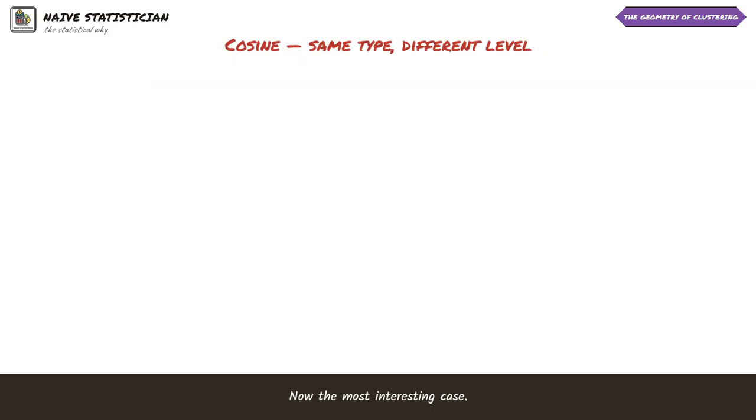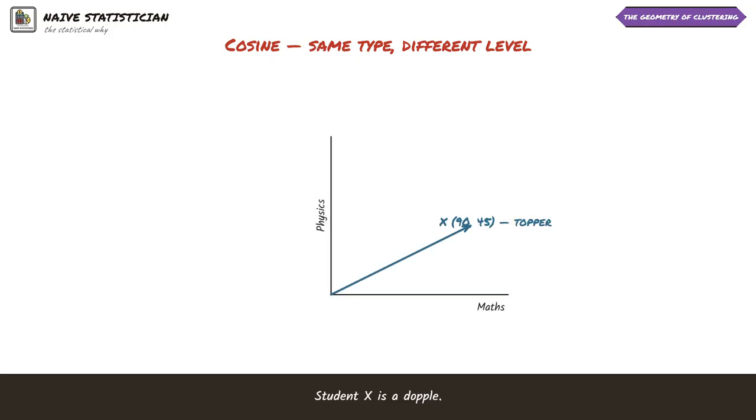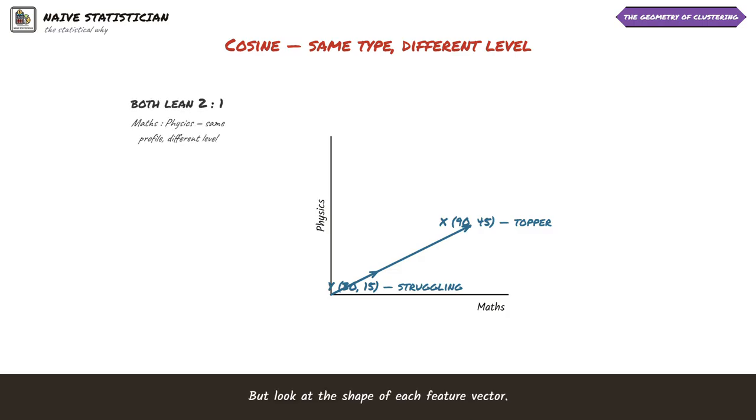Now, the most interesting case, and the classroom makes it obvious. Student X is a topper, maths 90, physics 45. Student Y is struggling, maths 30 and physics 15. In raw marks, they look nothing alike. But look at the shape of each feature vector. Both are exactly twice as strong in maths as in physics. Same academic profile, same lean, only the overall level differs.